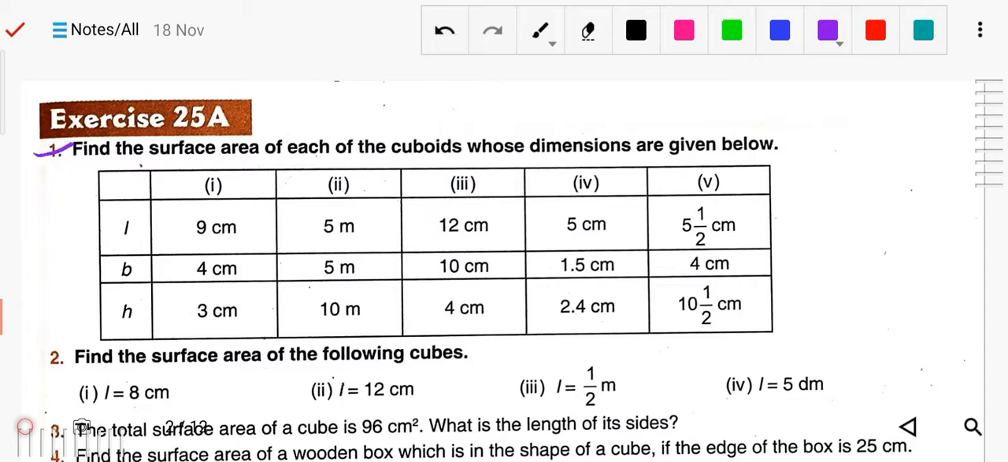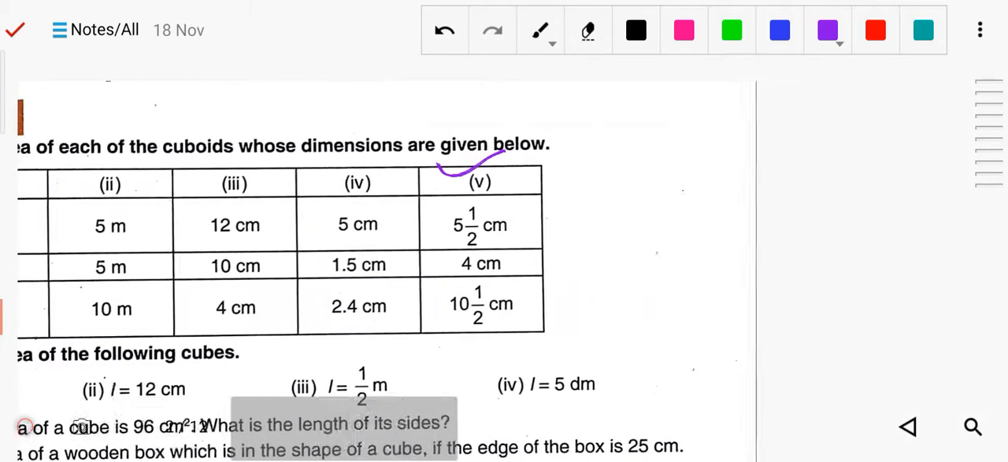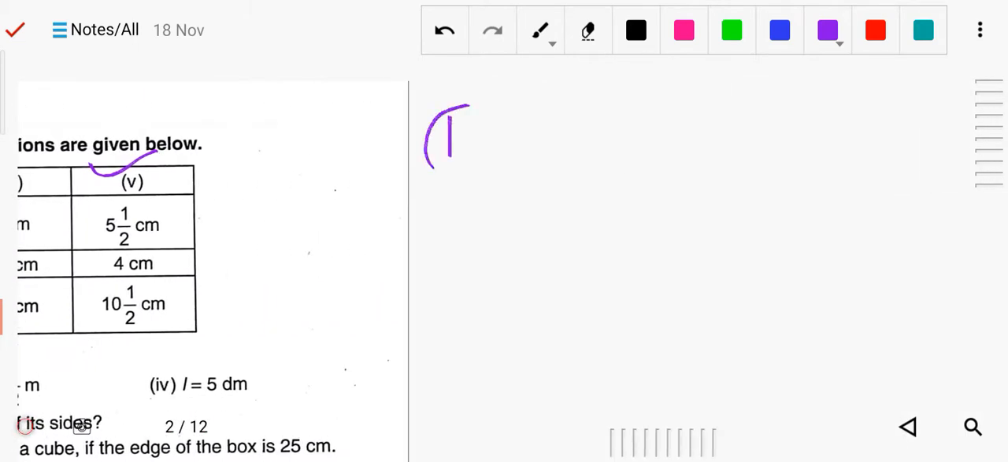Here question number 1, find the surface area of each of the cuboids whose dimensions are given below. Here dimensions are given and you have to find the surface area. Questions number 1, 2, 3, 4, 5 are there. So here I will solve question number 5, whose L is given, B is given, and H is given.